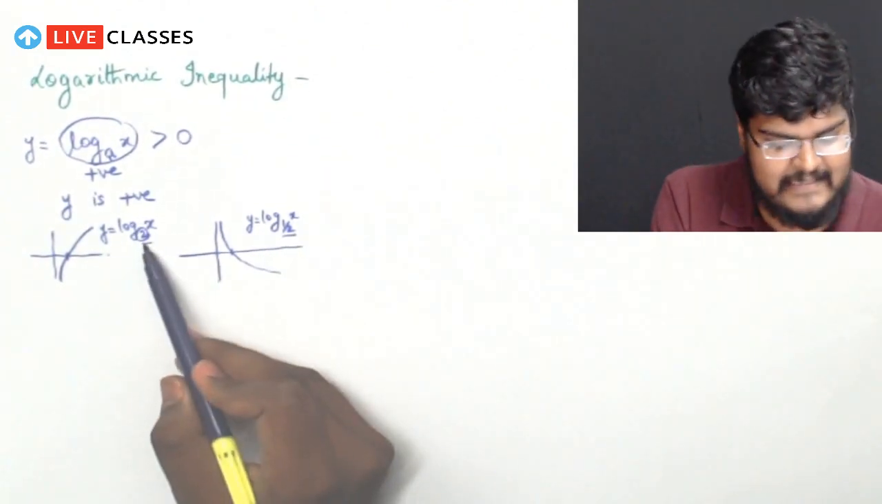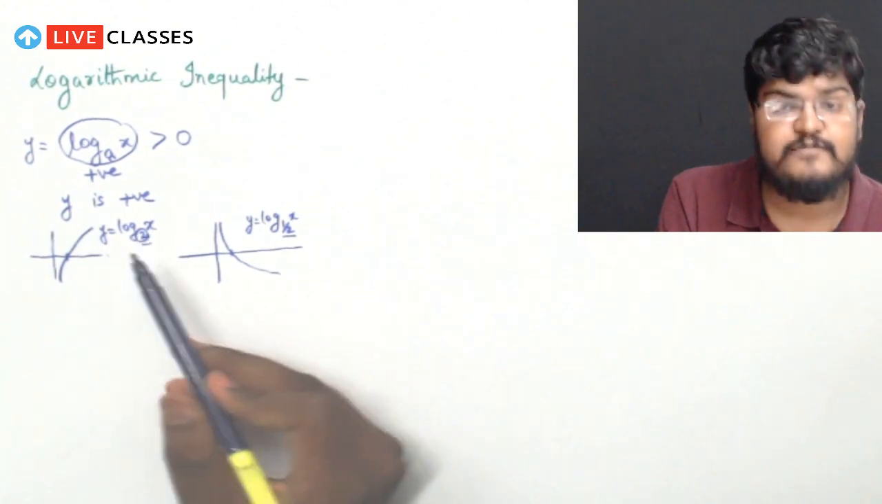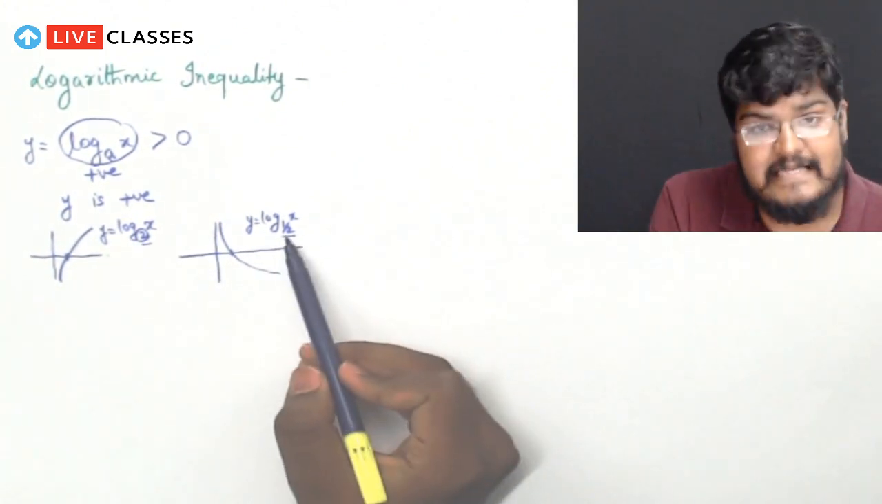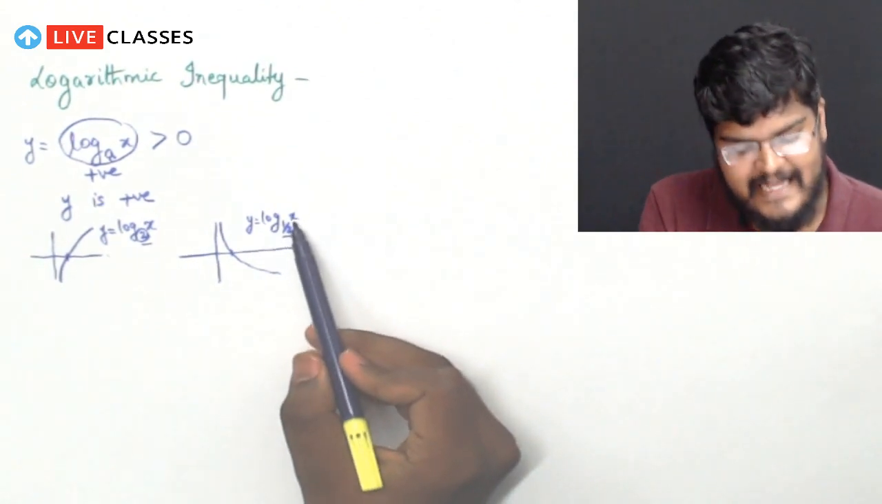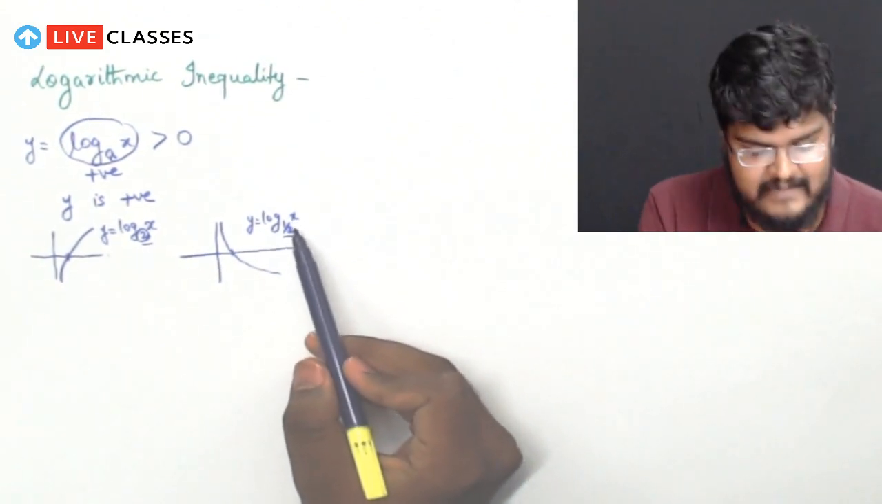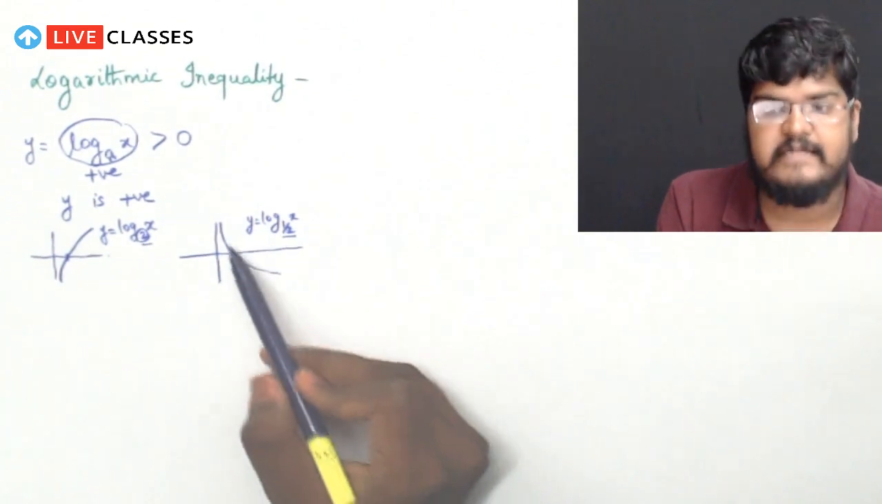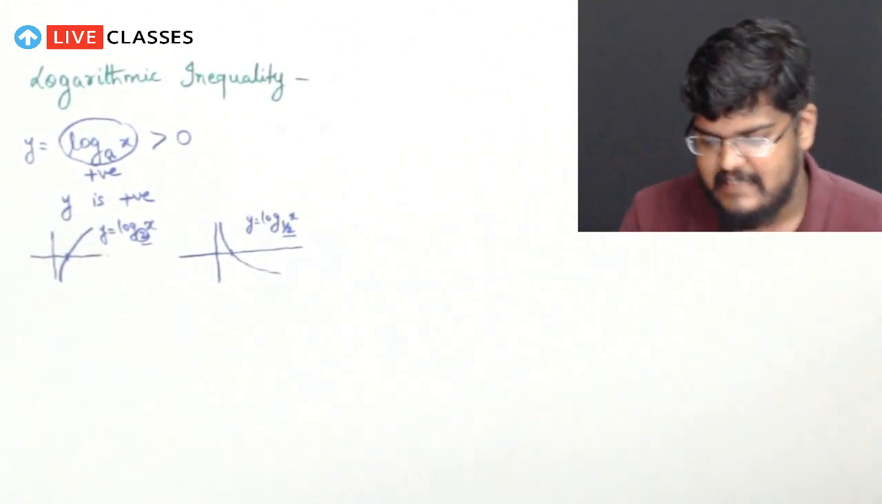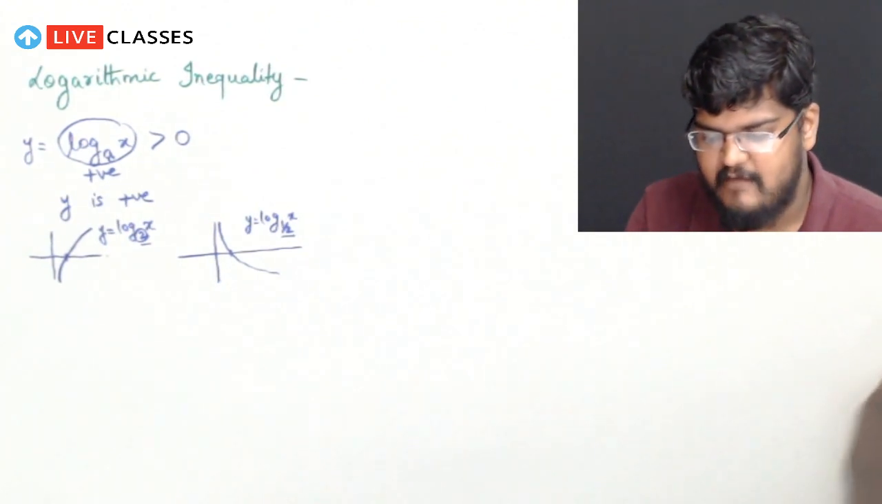So this is how the graph shows the trend based on the values of your base. If the base is greater than 1, then your x also has to be greater than 1 for your logarithm to be positive. If your base is less than 1 but greater than 0, then your x also has to be less than 1 but greater than 0 for a positive result. So with that in mind, let's discuss a couple of questions on logarithmic inequality as well.